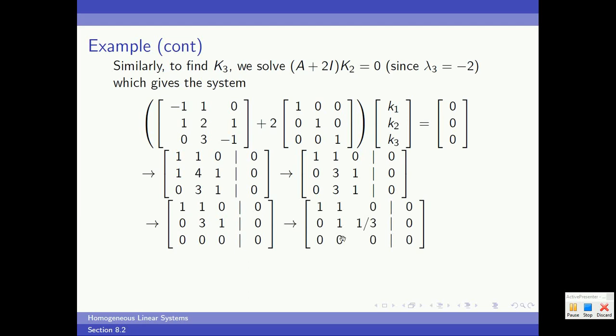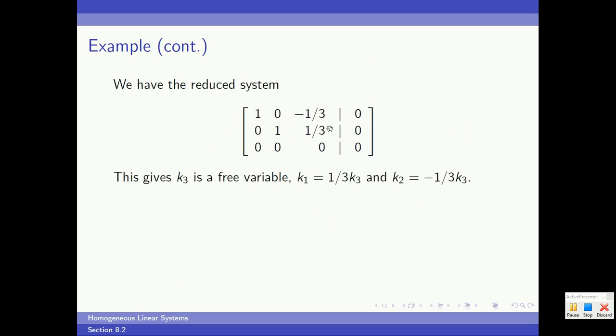I can simplify this by multiplying by 1/3 here. And then take -1 times this and add it to that one. I get my reduced system. So having my reduced system, I have the K3 again as my free variable. K2 is -1/3 K3, and K1 is +1/3 K3. Setting K3 equal to 3, we have our third eigenvector.